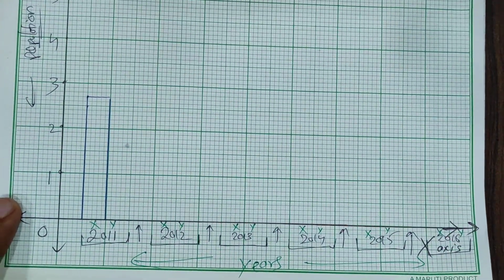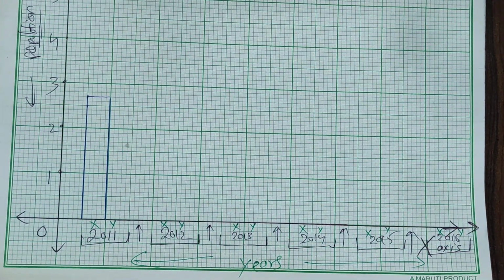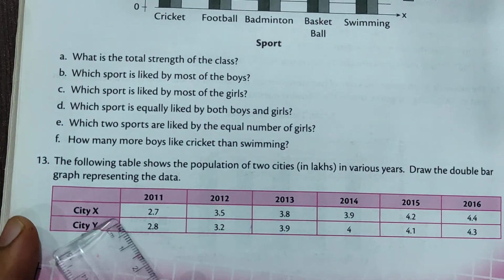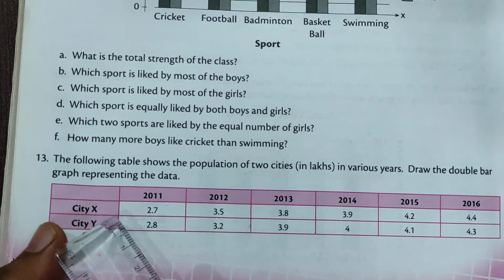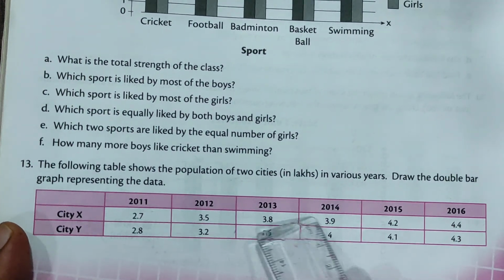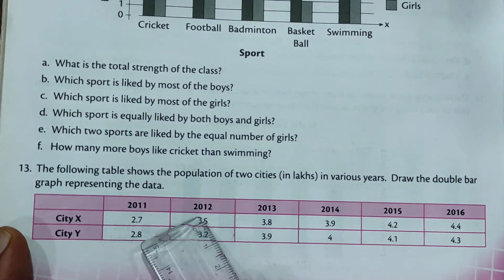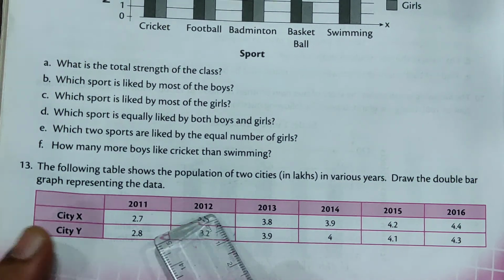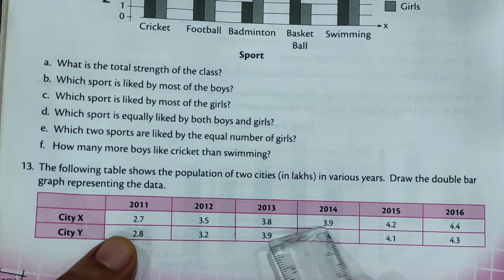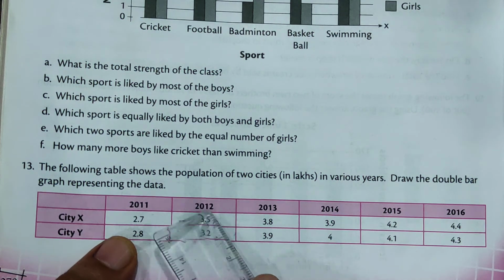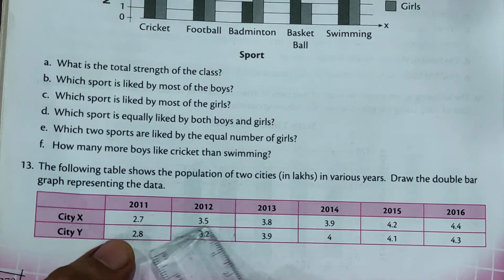All of you, see here please. This is population in lakhs. Now, first I did 2.7 here. I marked here for city X, 2.7, 2011. Now I'll first continue with all of city X. I'll mark every value. First, I'll do 3.5 for 2012. For city X only. First, I'll draw for city X only. 2012, it's 3.5, city X.